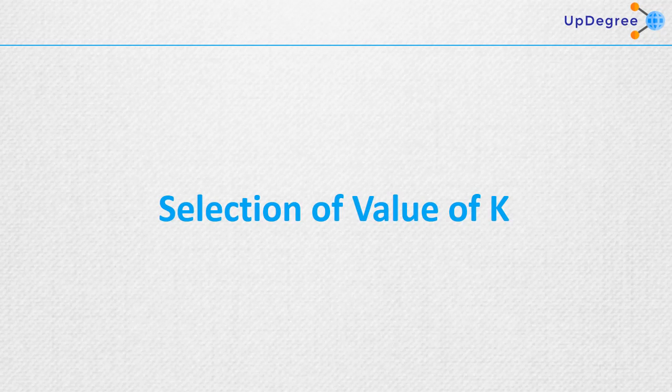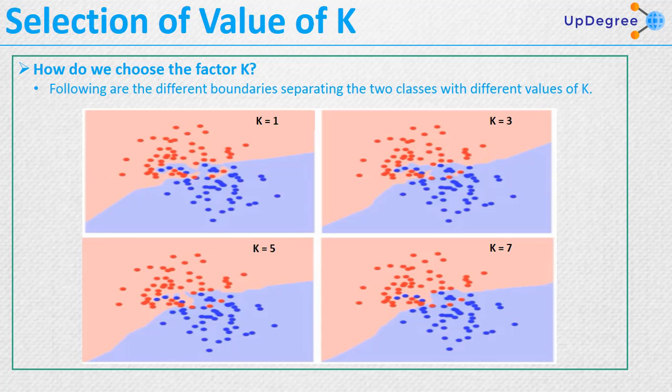K nearest neighbor, that is KNN, is one of the simplest supervised machine learning algorithms, mostly used for classification, and it classifies a data point based on how its neighbors are classified. So in this particular diagram, you can find the different boundaries separating the two classes with different values for k.